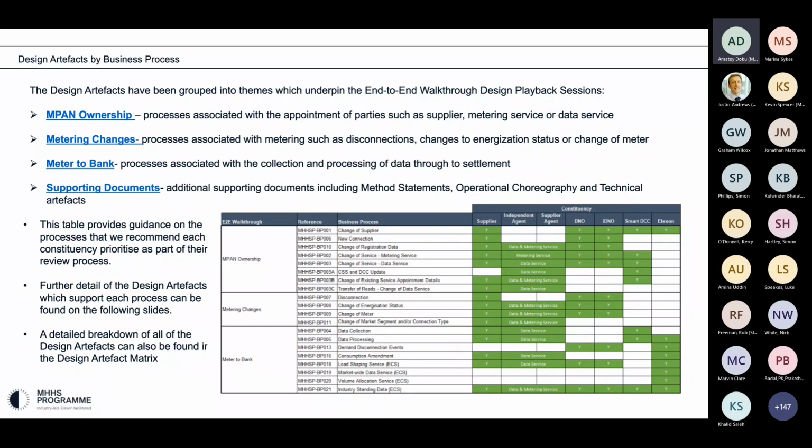Yeah, so we've had a couple more. The top one being, do we have a list of the existing data flows that are affected or introduced new data flows due to MHHS?